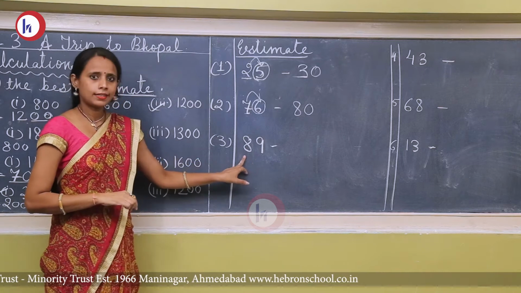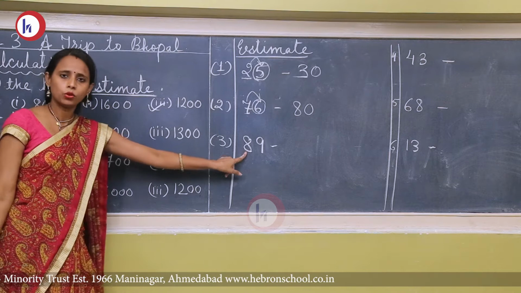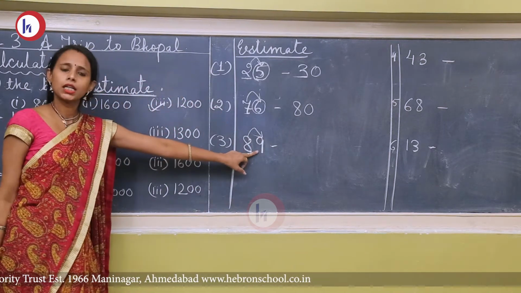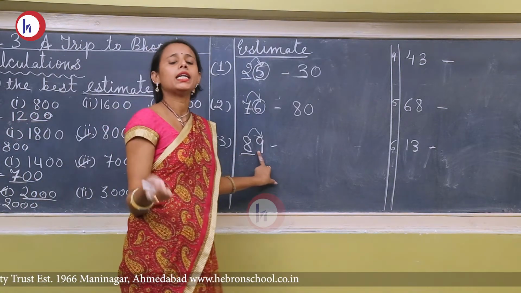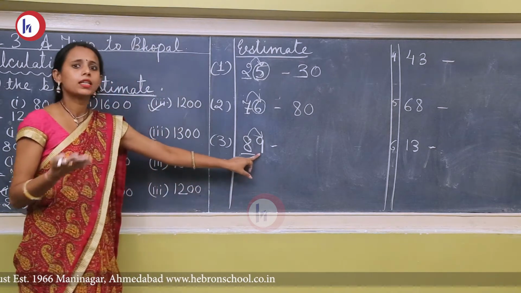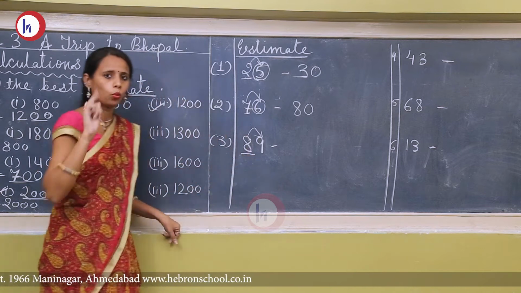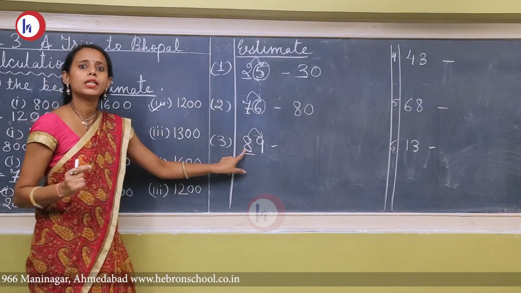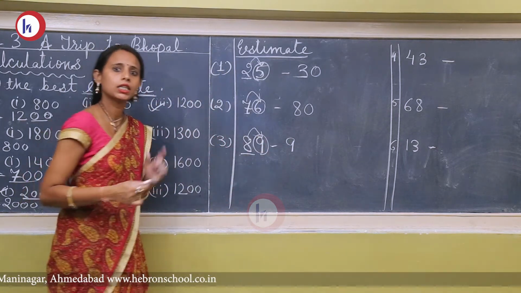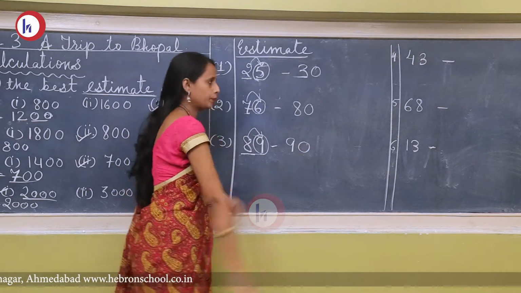Okay, then next is 89. This digit we have to estimate. So see the right digit of 8. It is 9. Now tell me, 9 is more than 5 or less than 5? As we know, 9 is more than 5. So it will be increased by 1. Okay. So 8 plus 1 is equal to 9 and this digit will be changed in 0. So 89 will be estimated by 90.